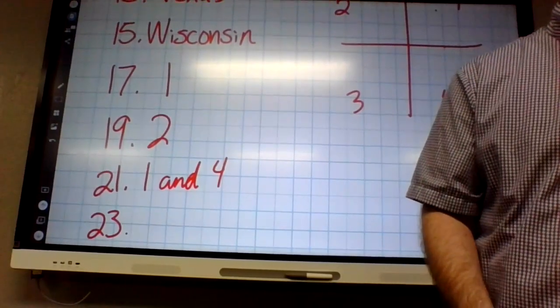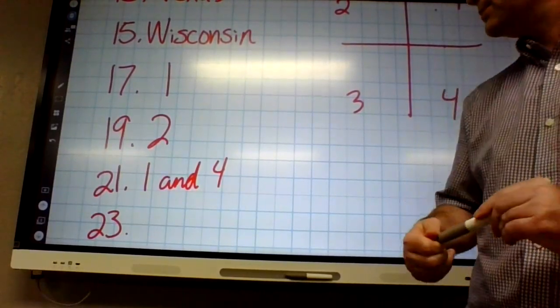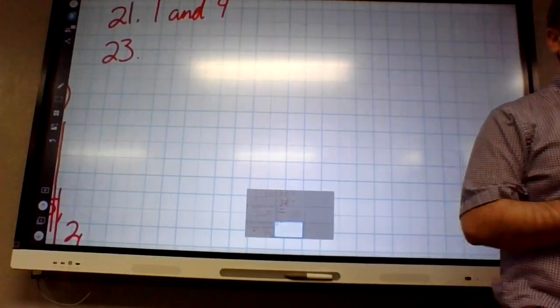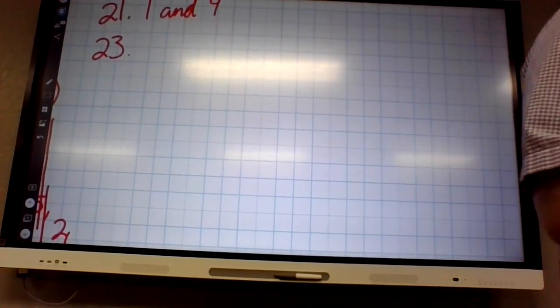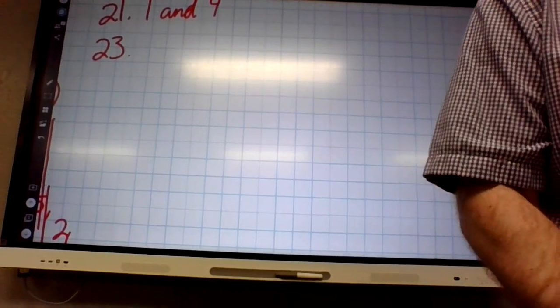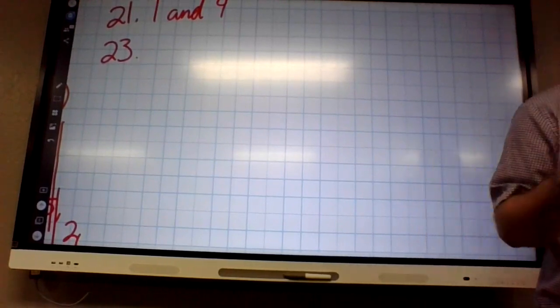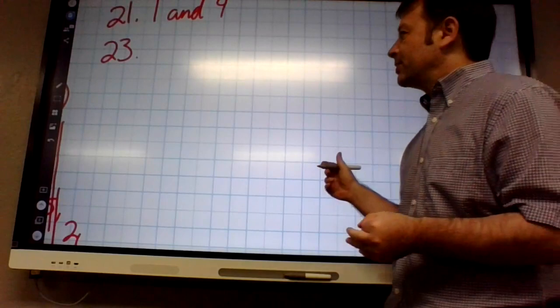Math's so annoying. Okay, 23, this is where it gets challenging. But I'll help you guys a little bit more on these. What's different from 23 and number 7? It's a line. Yeah, 23 is a solid line instead of just dot, dot, dot. So the domain is not just a few numbers, it's a continuous set of numbers, right? So here's how it's going to work.